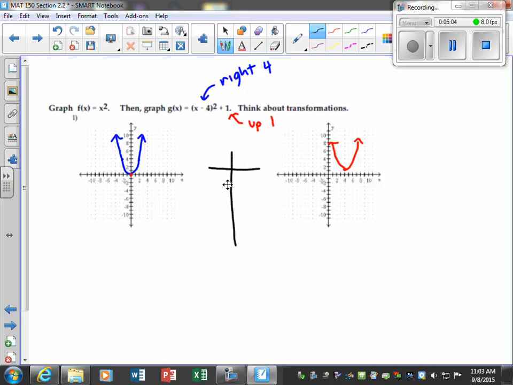So let's let x equal 2, and let's do x equals 6. What happens when x equals 2? So 2 minus 4 is negative 2 squared. 4 plus 1 is 5. So it should be 2, 5, which actually is not too bad for a rough sketch. And then what would 6 give us? 6 minus 4 is 2. 2 squared is 4. Plus 1 is 5.